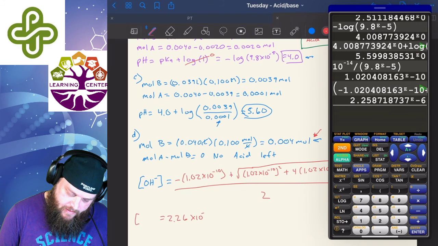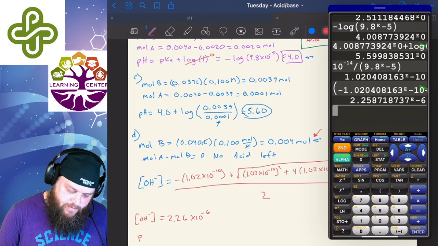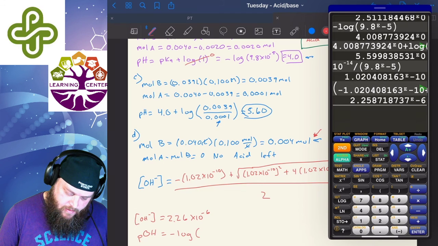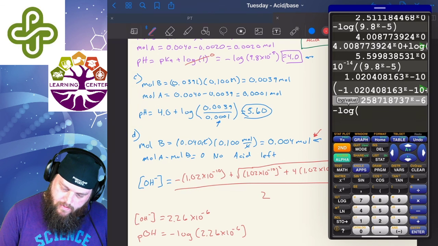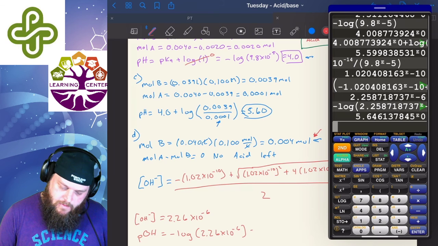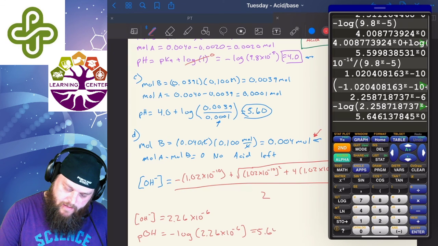times 10 to the negative 6. So we can determine our pOH, which is equal to negative log of 2.26 times 10 to the negative 6. Negative log of that value, which is equal to 5.65, we'll say.